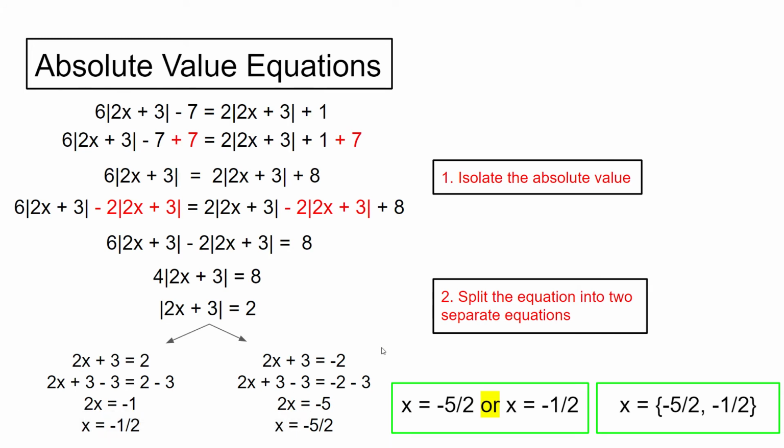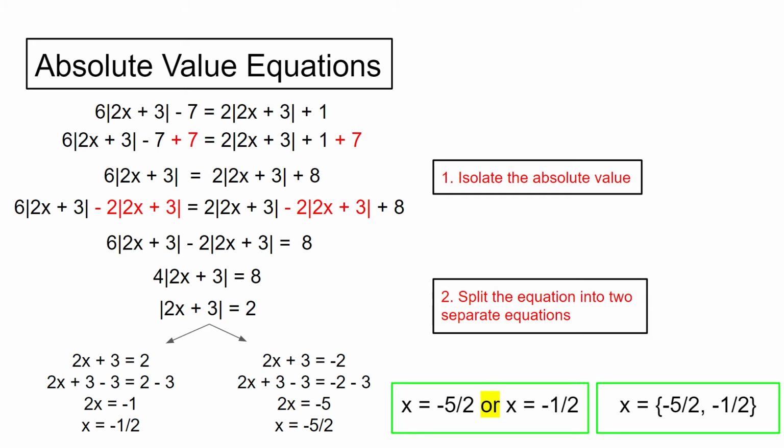Okay, here's the last example of absolute value equations. 6 times the absolute value of 2x plus 3, minus 7, equals 2 times the absolute value of 2x plus 3, plus 1. This one is a little more difficult because we have absolute values on both sides, but we'll get into that later. Our first step is to, again, isolate the absolute value. We'll first add 7 to both sides, and we'll get 6 times the absolute value of 2x plus 3 is equal to 2 times the absolute value of 2x plus 3, plus 8.